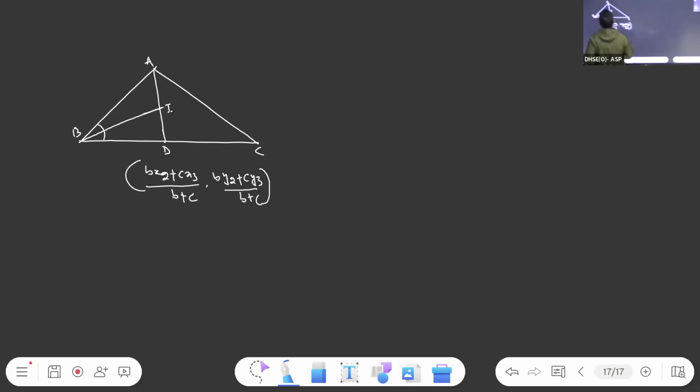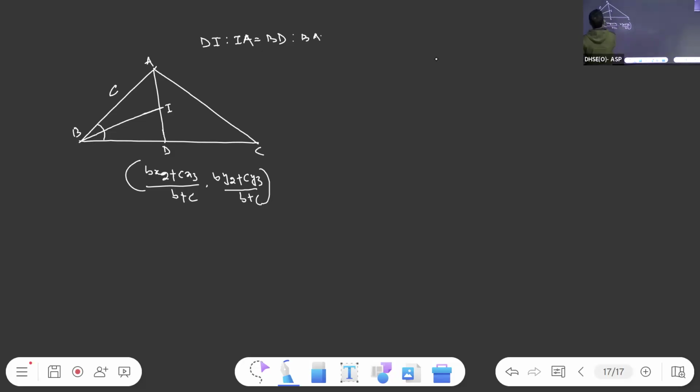Clear? DI is to IA is equal to BD is to BA. Is it clear? Write in the chat box. This part is clear. So length BA or AB is C.